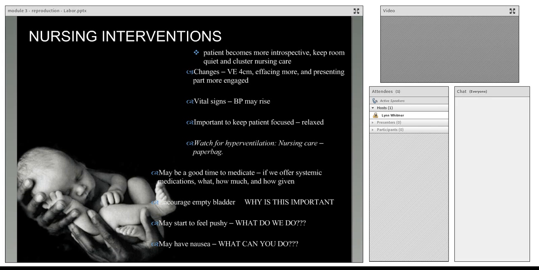Why? She may start to feel a little pushy, so what do we want to do? You do not want her to push through a cervix that's not completely dilated because it will tear. And remember, the cervix is extremely vascular, so if it starts to tear, it's going to bleed heavily. She might get a little nauseous, so we can give her medication for that, have her have some ice chips just to try to relax her tummy.